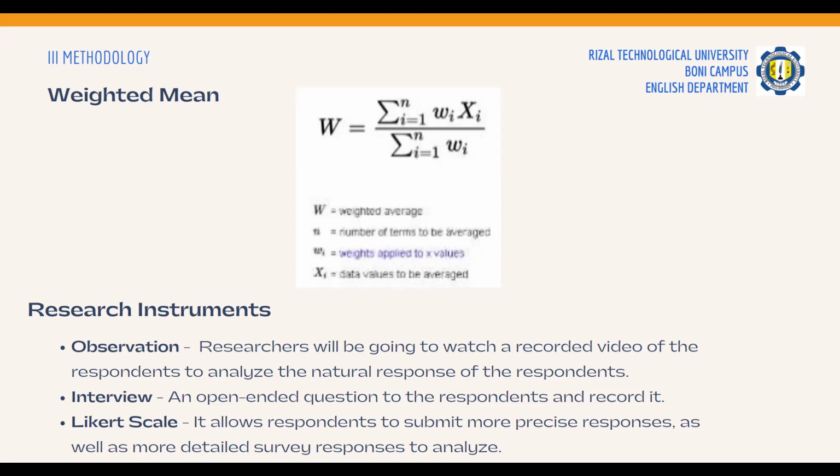Researchers ask questions that allow participants to express their thoughts, opinions, and experiences in their own words. Last, the researchers used a Likert scale. The Likert scale facilitates the collection of quantitative data, enabling researchers to measure and analyze the degree of agreement or disagreement among respondents. The Likert scale provides a standardized and efficient way to gauge attitudes, perceptions, or preferences within the surveyed population. Next, please.